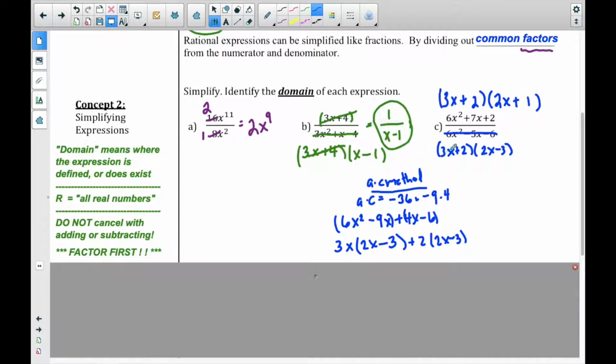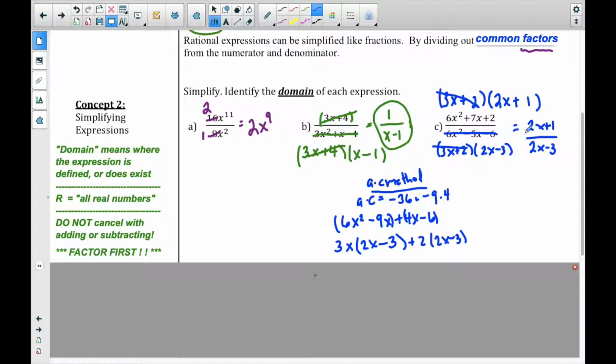That works. I don't care whether you use the AC method or guess and check or the boxes or whatever you want to use, but you do have to know how to factor. Now, I found a common factor. That common factor I can cross out of the numerator and the denominator, and I'm left with my answer of 2x plus 1 over 2x minus 3.